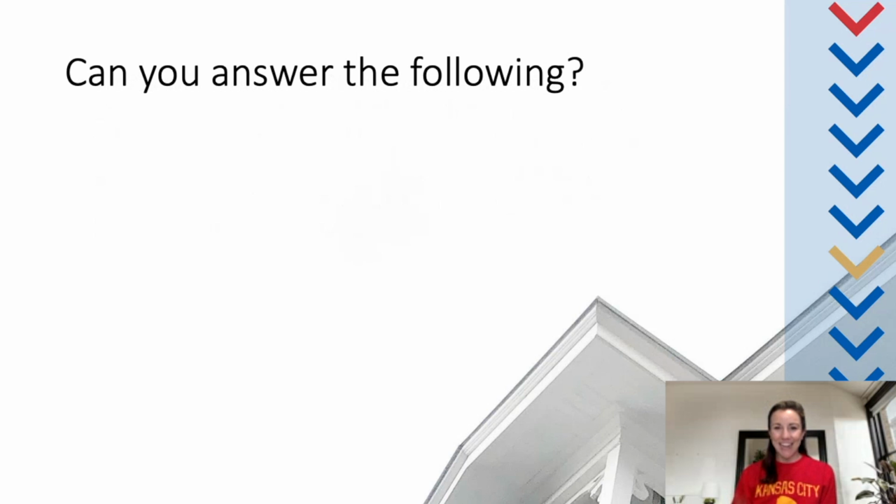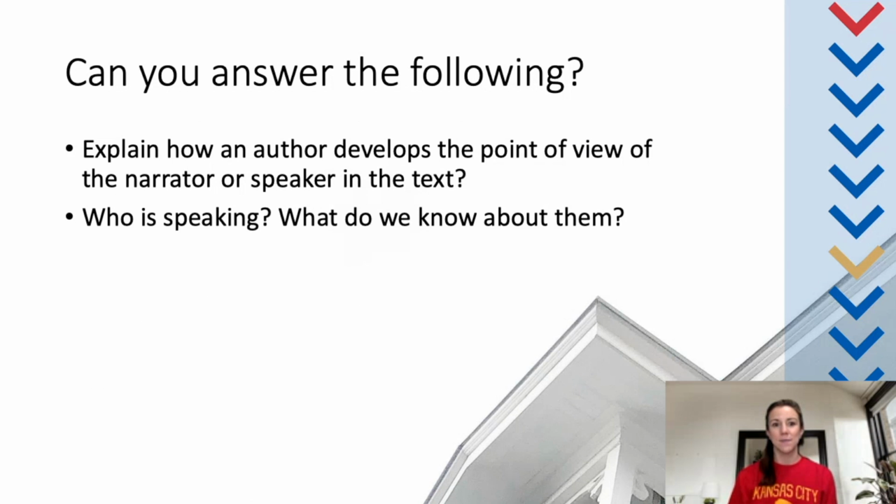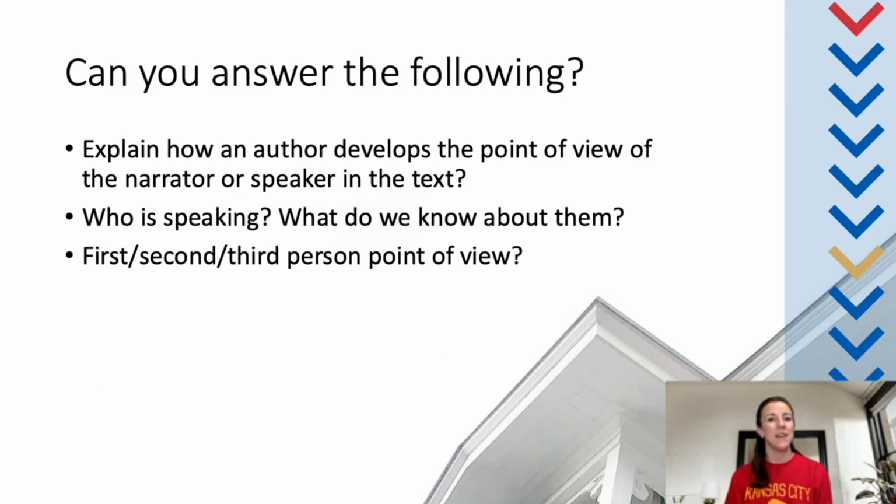Thinking about our story, thinking about our speaker and his identity in this narrative, can you answer these questions? How does the author develop the point of view of the narrator in the text? Who is speaking and what do we know about them? And is it the first, second, or third point of view? Think about these questions. I want to start here. Who's our speaker? Who do we learn about throughout this story? If you said the villager, you are right. If you said Nian, you are also right.